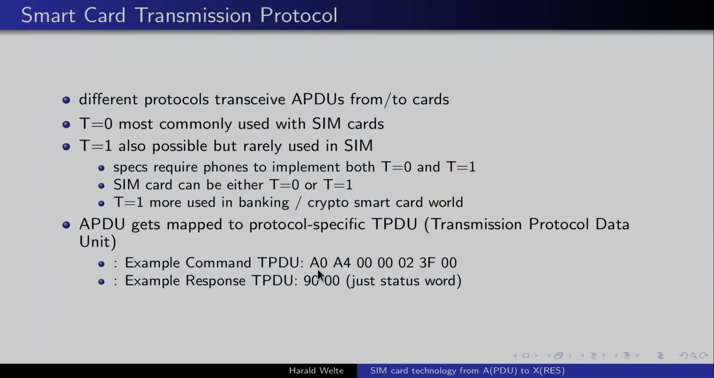So we have A0, A4, 000002, 3F00. The A0 here is the class byte, and A0 is a SIM card class. A4 is select file. So you're selecting a certain file on which you want to operate. Two parameter bytes are 0. 02 is the length of the command. And then you have 2 bytes of that length, 3F00, which is basically your root directory. You want to change to the root directory of the file system, is basically what that command says. And one hypothetical response is just a status word, 9000, which means success.